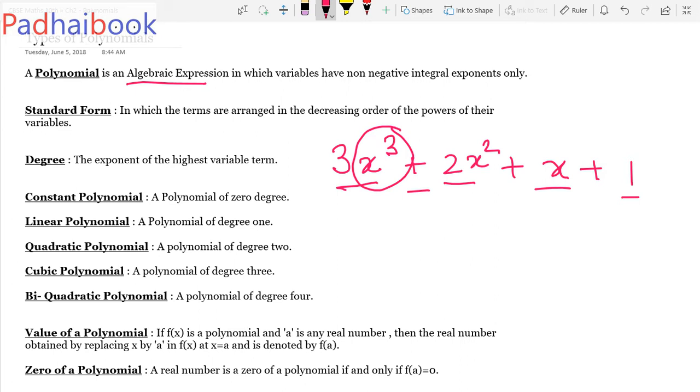You may be given any polynomial, it may not be in the standard form. You can convert it into standard form if we are required to find the degree of the polynomial. Now what is the degree of the polynomial? The degree of the polynomial is very easy. You just find the variable with the highest power, and that highest power is the degree of the polynomial. Now in this polynomial we can easily say that the degree is equal to 3.